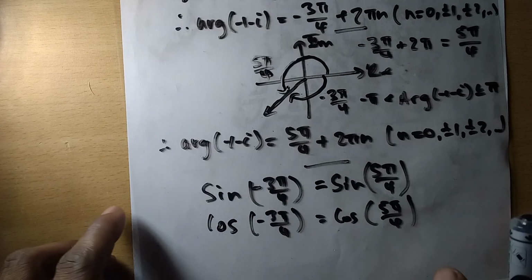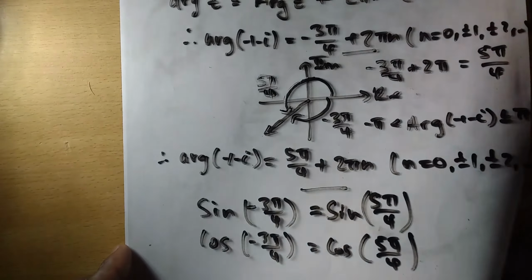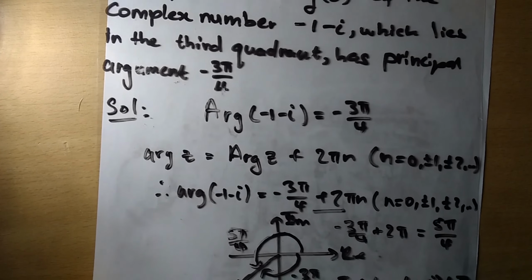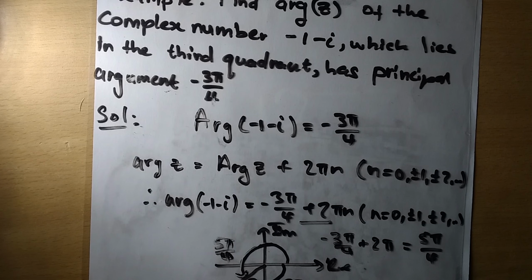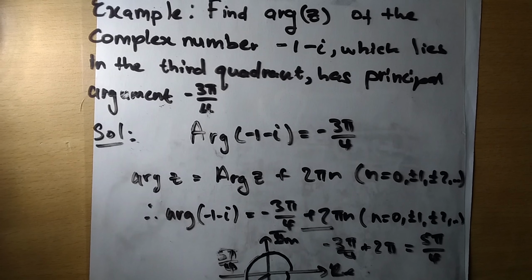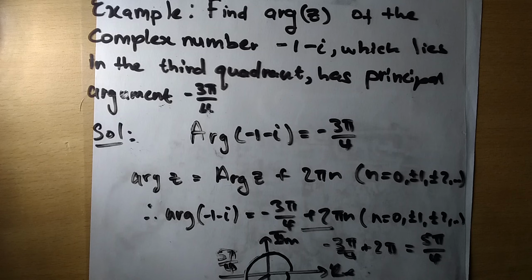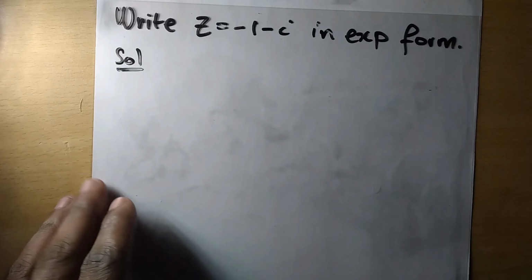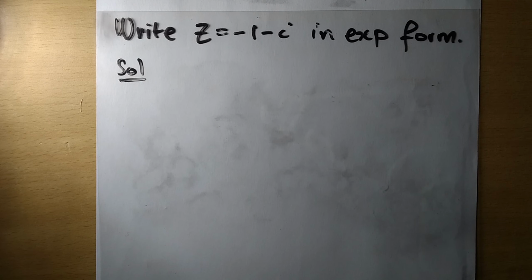Now, I don't want to extend too much on these things, guys. I hope you understand it, and if you don't, please do let me know in the comment section below. For now, let us just have another example. Let me find an example where we have to change from rectangular to exponential form. Now we're saying: write minus 1 minus i in exponential form. Guys, minus 1 minus i is the same question that we just did. Now looking at this, guys, we need two things only.